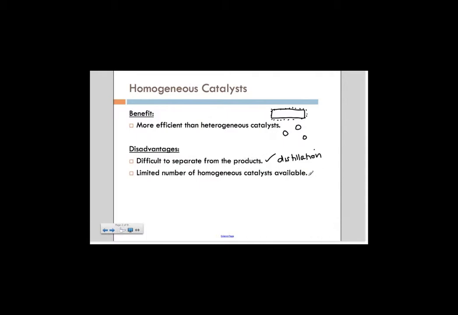The other disadvantage is that the homogeneous catalysts, there's only so many of them available. There is a lot of research looking at the development of new homogeneous catalysts for various reactions, but that research effort can be quite expensive, and so that's an issue with these homogeneous systems.